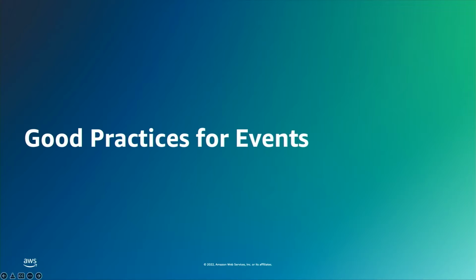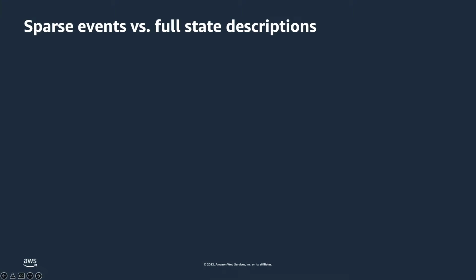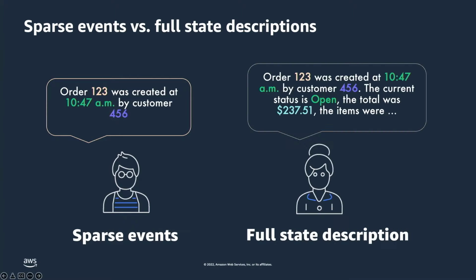It will give me a whole talk talking about this, but I want to address a couple of things. First, the amount of information you put in your events. Sparse events versus full state descriptions. This means events that don't talk too much versus events that talk too much, and everything in the middle.